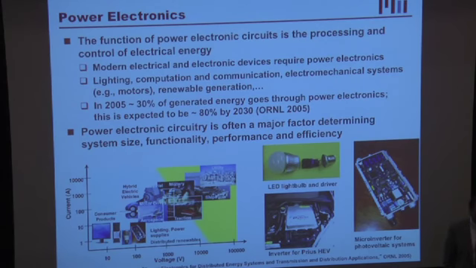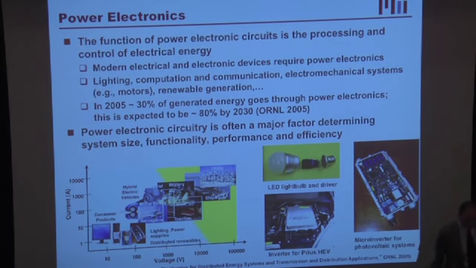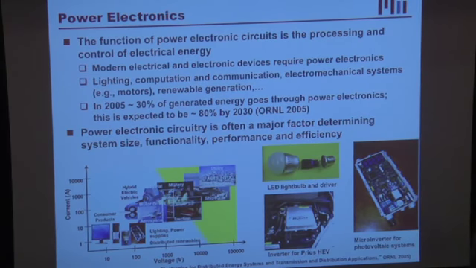And so there's really been a changeover in the electrical sources for renewables and loads that have occurred. So it's been estimated that in about 2005, perhaps 30% of all the energy generated flowed through power electronics somewhere. It's expected to be approximately 80% by the year 2030, and frankly, I think those estimates are low.